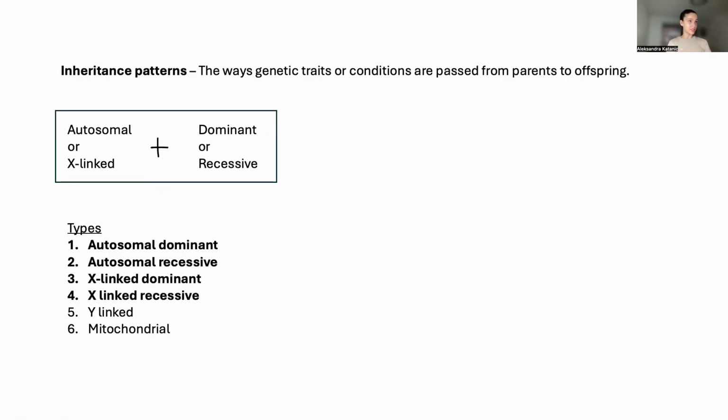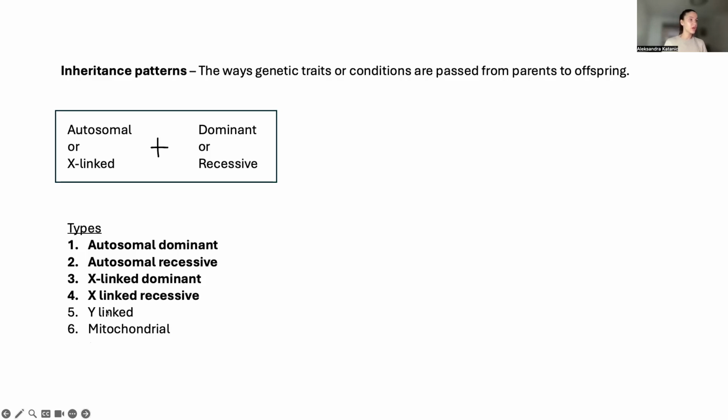These refer to the ways that genetic traits or conditions are passed down from parents to offspring, all right? For the first four types, there's a good formula here. The inheritance pattern will either be autosomal or X-linked, and it'll either be dominant or recessive. So you can have autosomal dominant, autosomal recessive, X-linked dominant, or X-linked recessive.